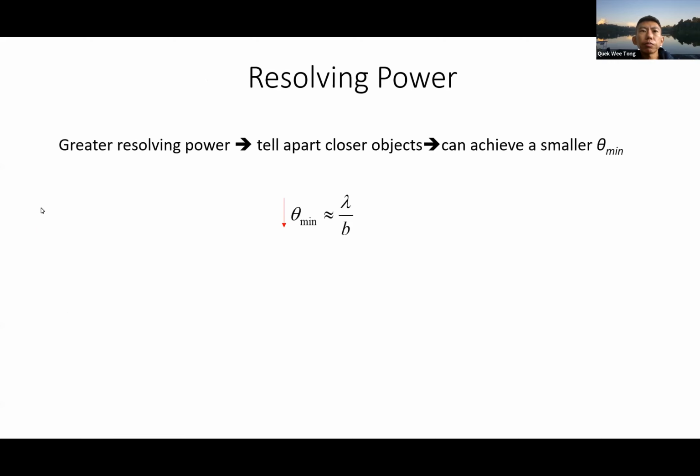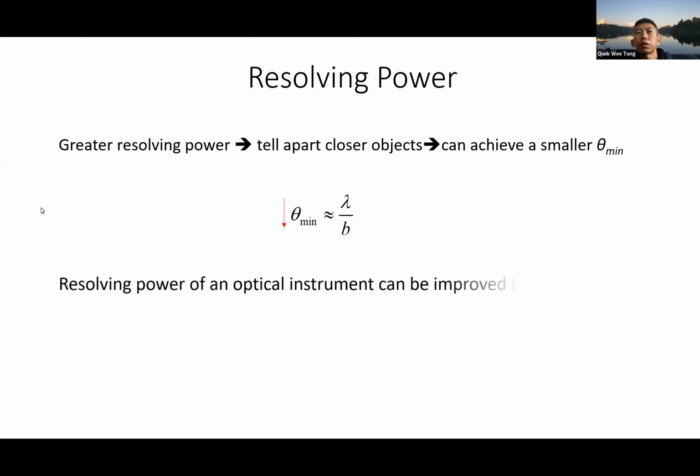Next portion. Now that we know what resolution is, and what the condition to resolve things is, the next idea that comes in is how do we quantify how good something is at resolving objects. So simply, we use the theta minimum to quantify resolving power. Resolving power means how finely can you see? How sharp can you see?